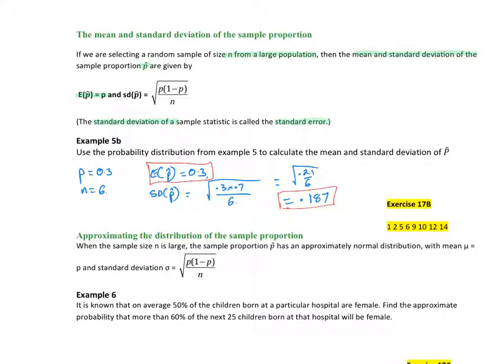Okay, so there's my standard deviation or standard error, and there's the expected value. So what we're really saying is I expect my sample to have a proportion of 0.3, and that's the spread or the likelihood of it being out.